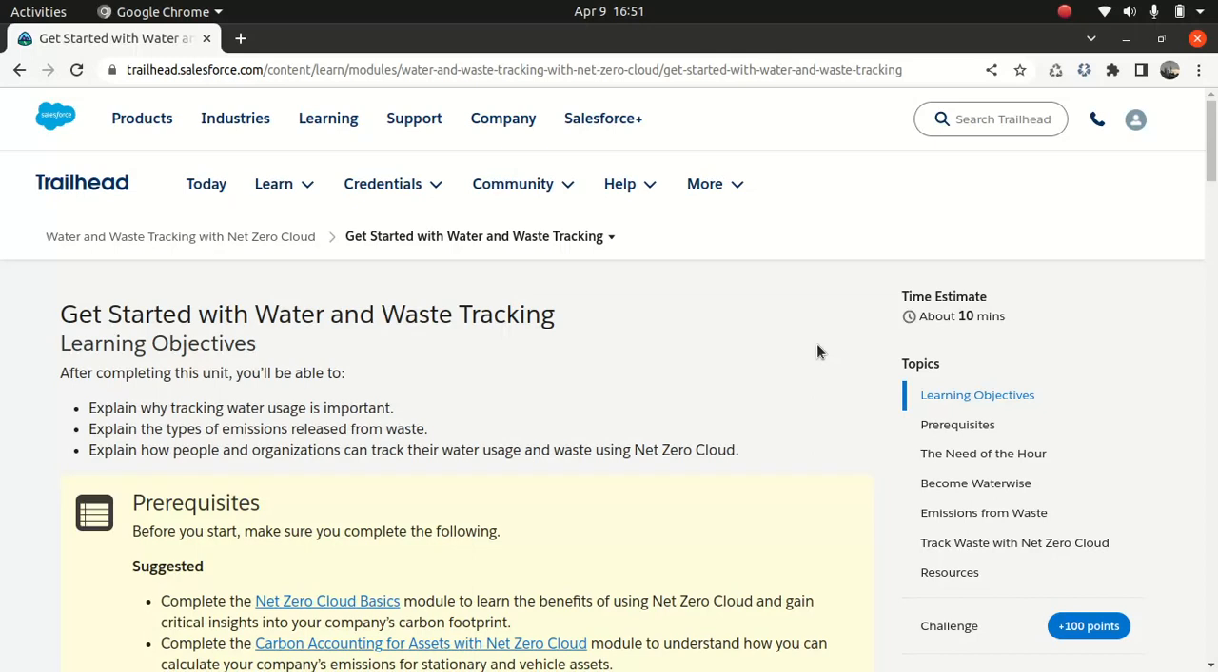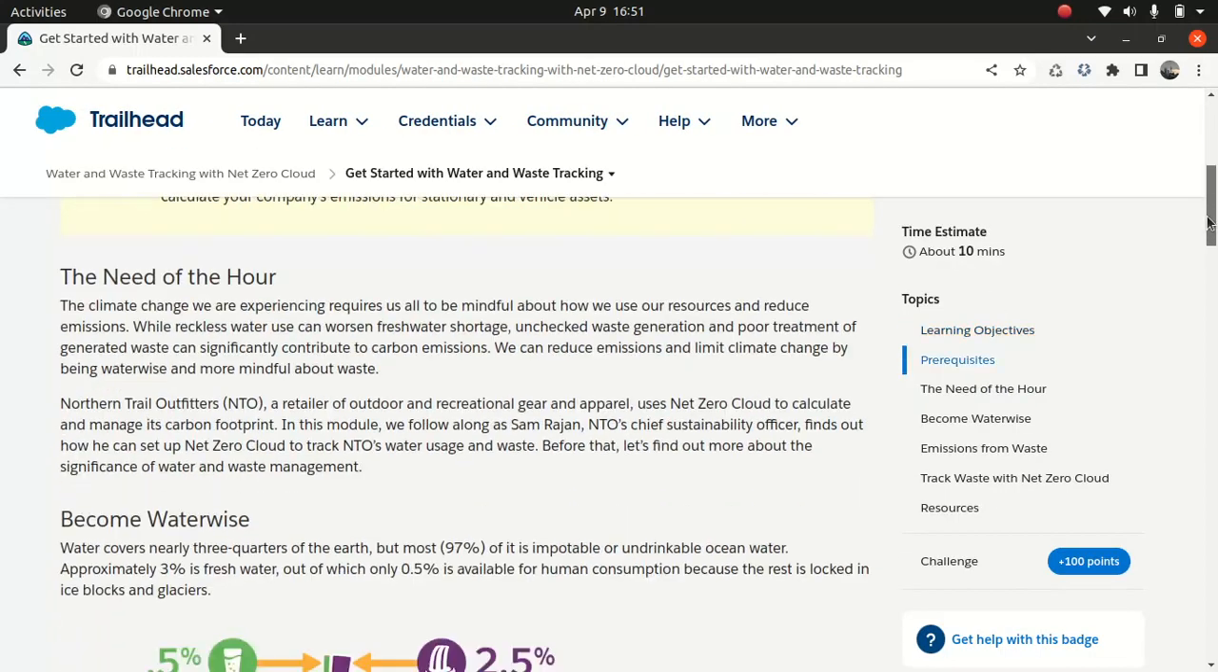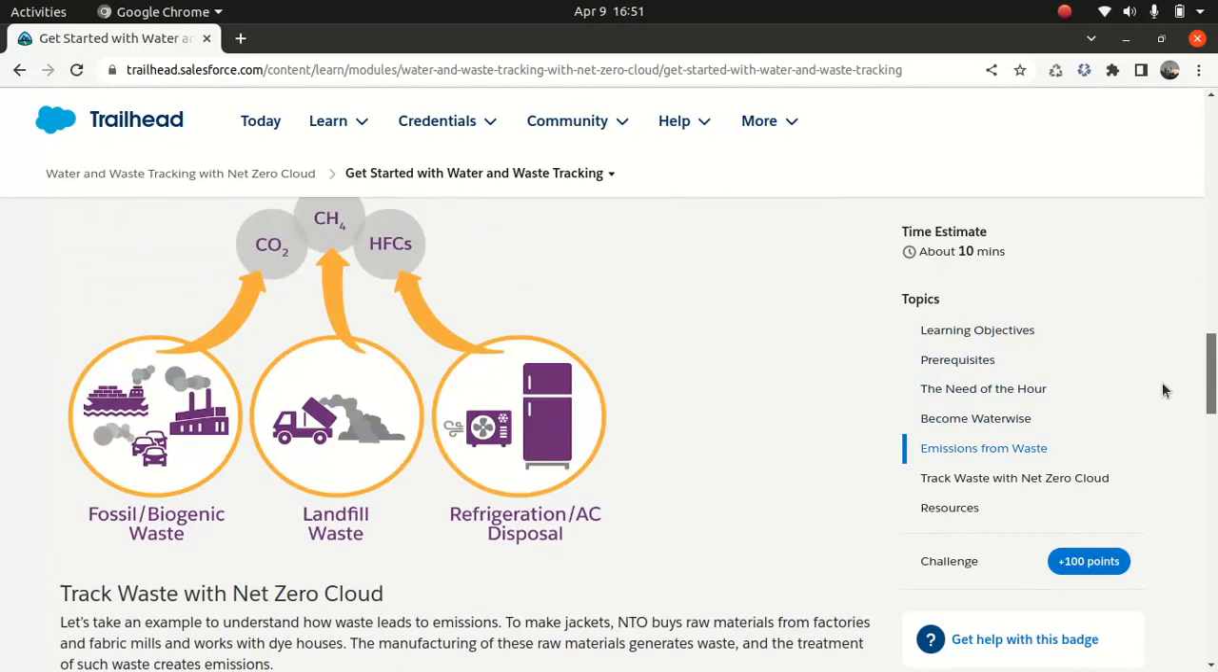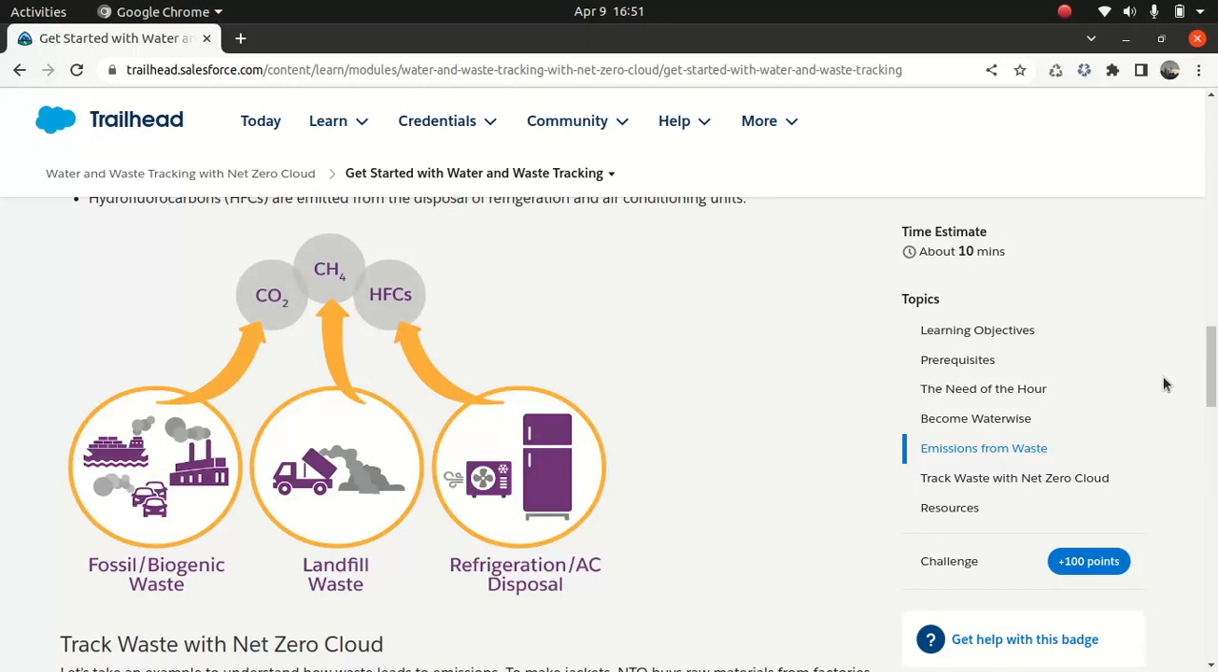If you're running a company, as you know, waste does produce carbon emissions. So let's start with the waste. I mean, we can talk about the water. If you look at the waste, there are three kinds of waste you might be very familiar with. One is the fossil biogenic waste, which is the burning of fossil fuel, you know, the car combustion, the gas that comes out of it, which is usually carbon dioxide.